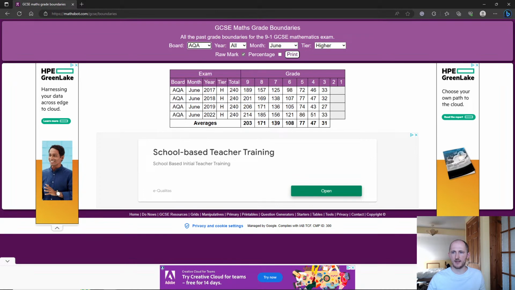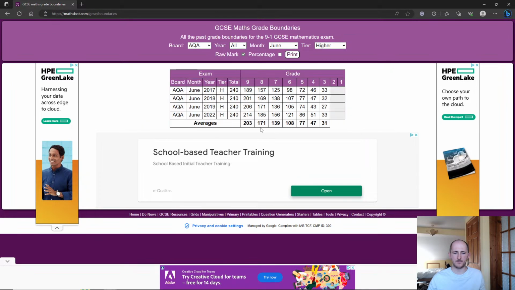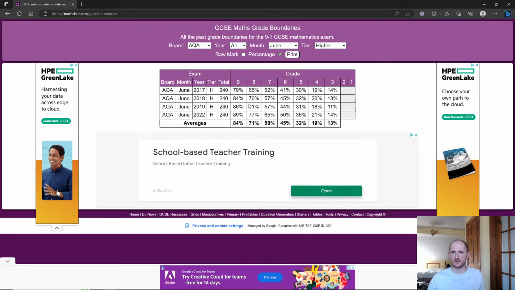AQA, it's practically the same. So yeah, practically the same for AQA in terms of grade boundaries. Slightly higher on average, ever so slightly higher. And for the percentages, that's what you can expect.